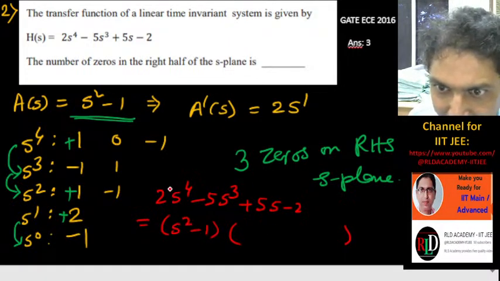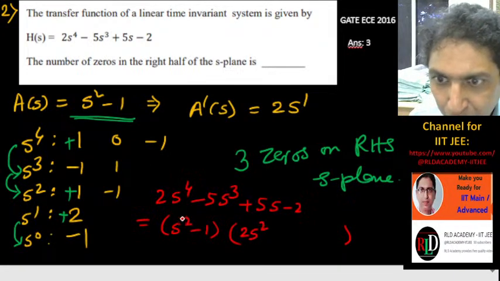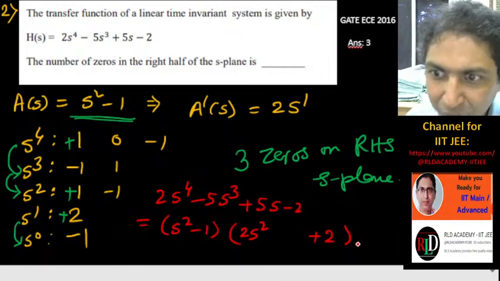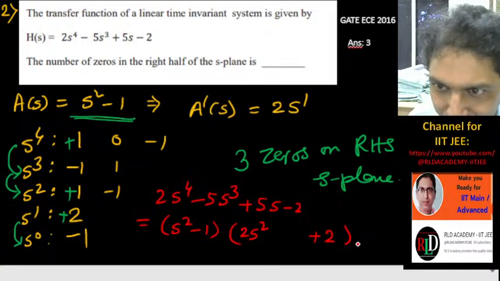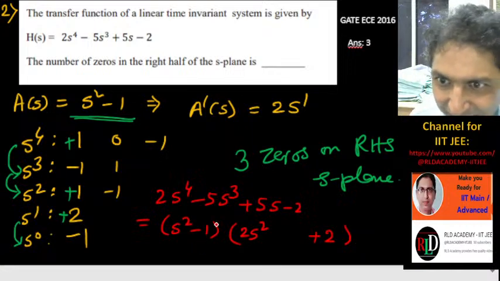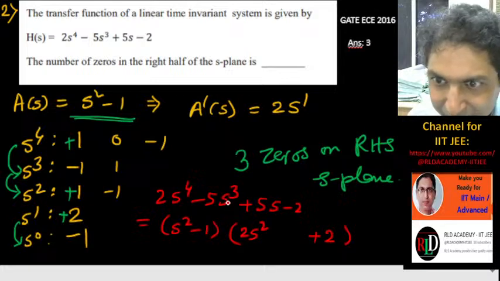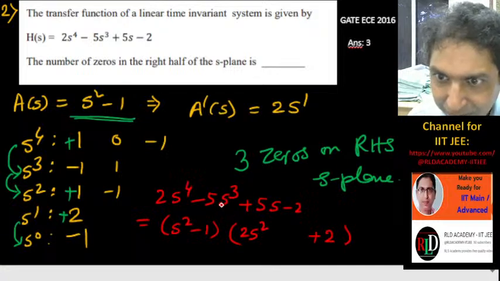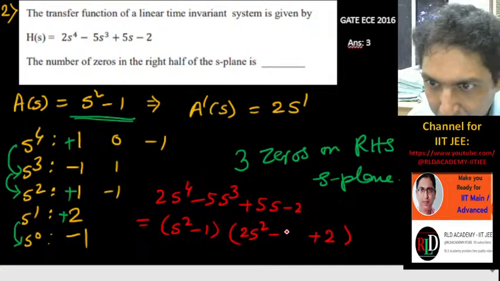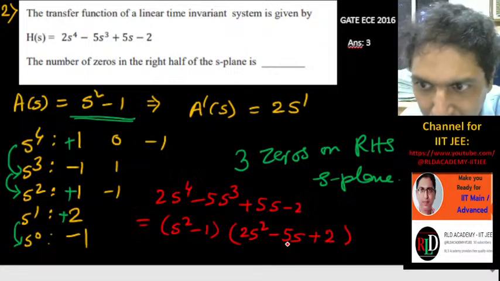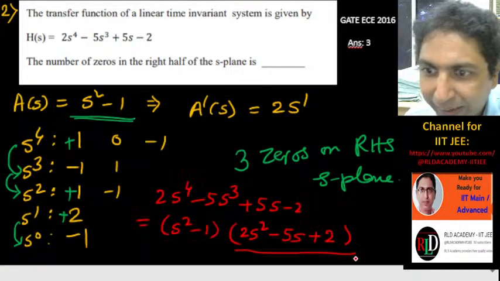Easily you can see that the first term should be 2s square to get 2 into s to the power 4. And the last term should be 1, so minus 1 into 2, then only I get minus 2. Now we can adjust these things. What should be this one? As the s cube term is coming 5s cube, I think it should be minus 5s, because only s square times minus 5s will give you minus 5s cube. So this is the other factor. Quickly I can get it.